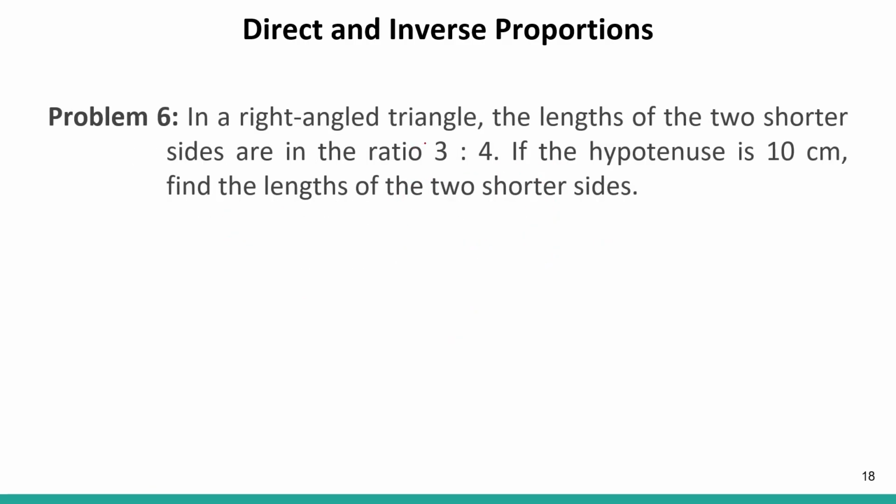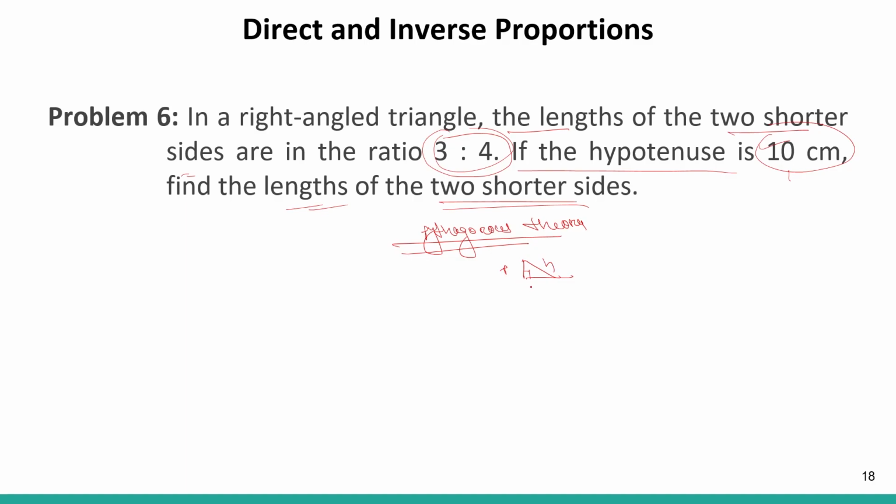In a right angle triangle, the lengths of the two shorter sides are in the ratio 3:4. If the hypotenuse is 10 centimeters long, then find the lengths of the two shorter sides. Okay. Since it has given us the length of the hypotenuse, we want to calculate the other two sides. So we know the Pythagoras theorem, right? So we will use a formula from there. It tells us that if we have a right angle triangle, right?